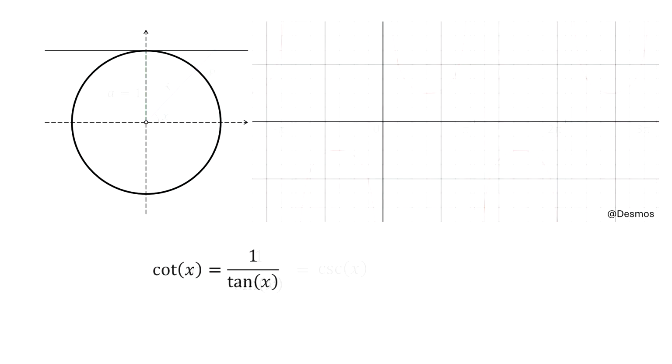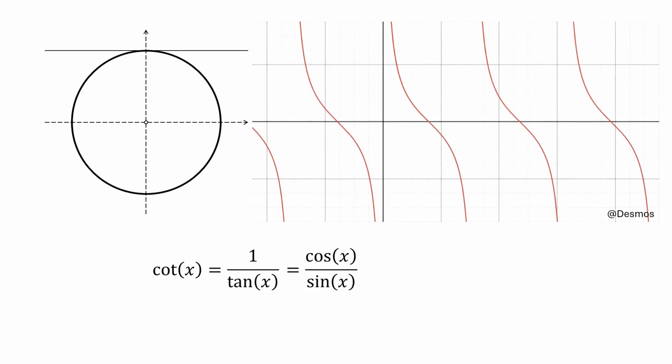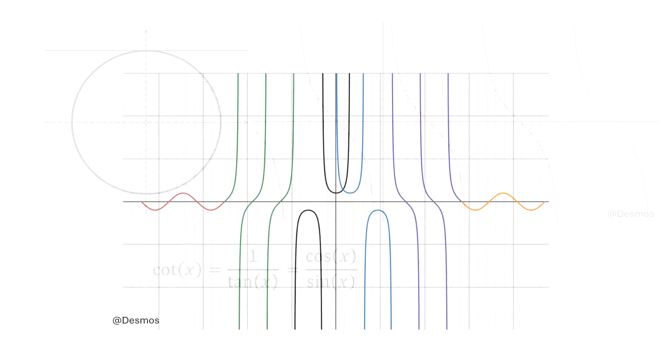Finally, cotangent. Using that same horizontal line intersection, cotangent is the x-coordinate, given by cosine over sine. Notice cotangent is 0 at pi over 2 and shoots to infinity as x approaches 0. While tangent grows larger as the radius gets steeper, cotangent gets smaller. Now you understand how these 6 fundamental functions behave.